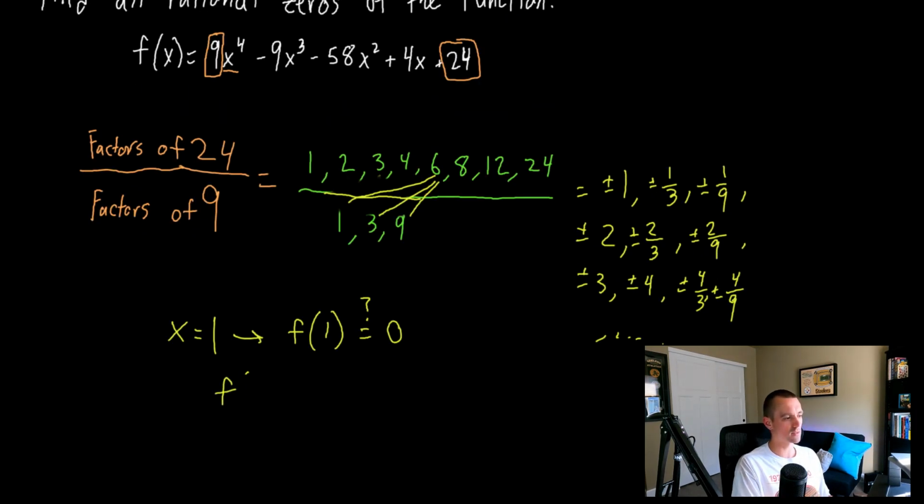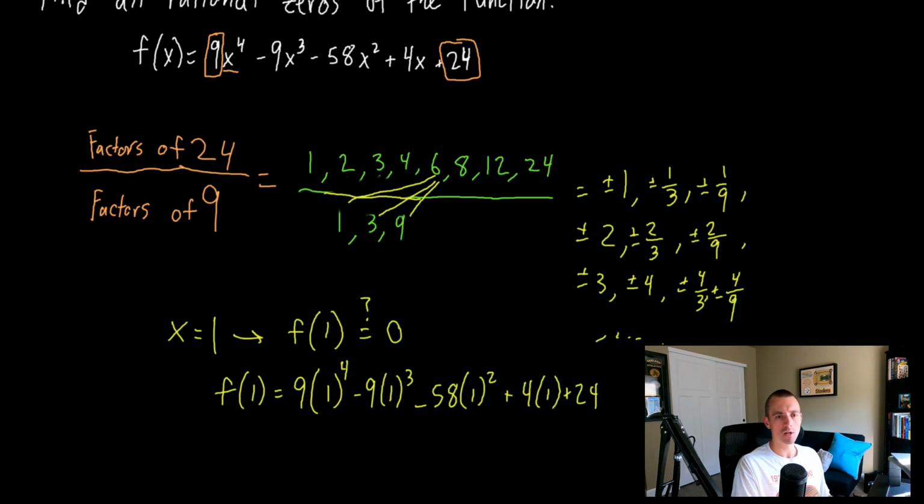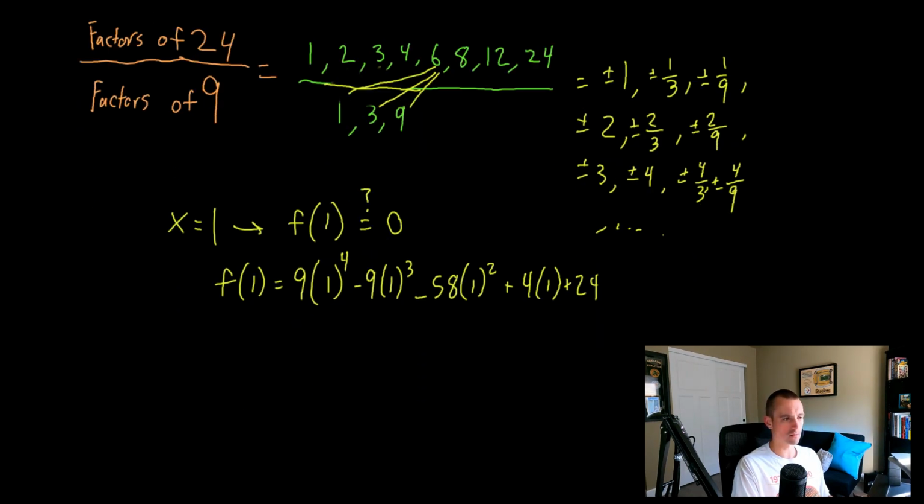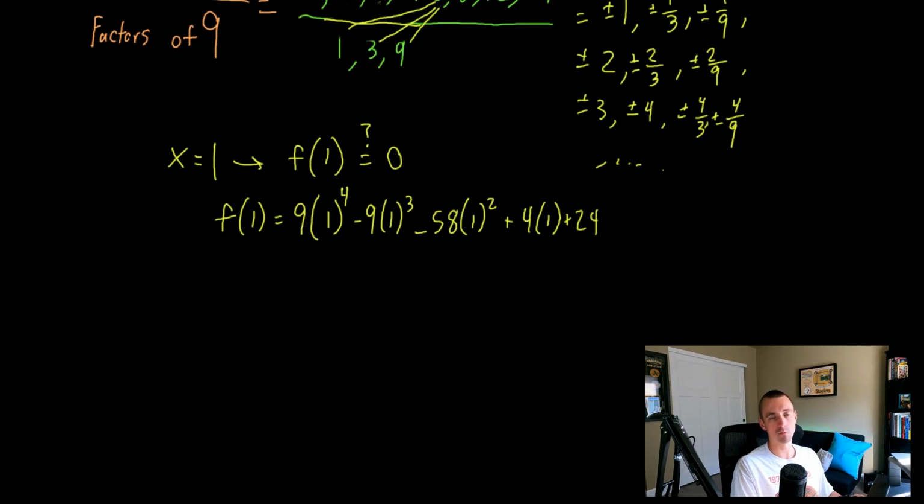So let's test f of 1, right? If we plug in 1 for x, all we're doing is going back to our original function f up here and replacing all the x's with 1s. Okay, so we plug in 1 there, minus 9 times 1 cubed, minus 58 times 1 squared, plus 4 times 1, plus 24. Okay, so there's plugging in 1 for all the x's.